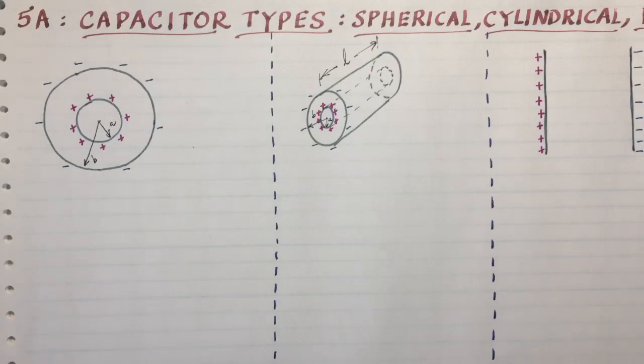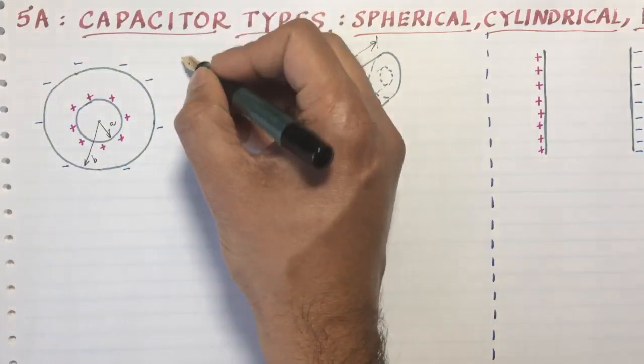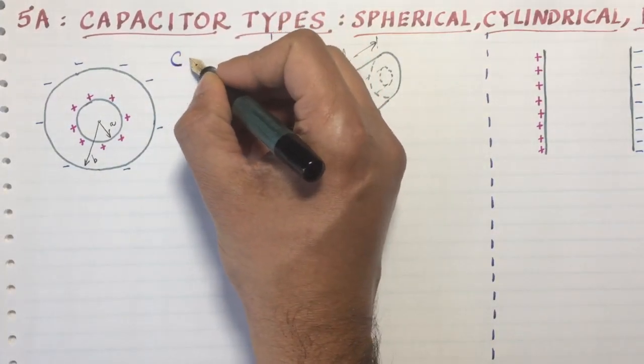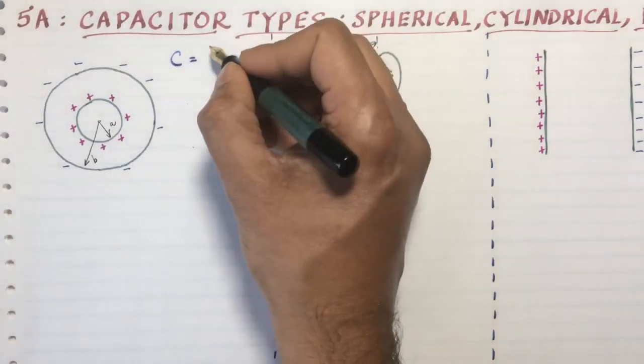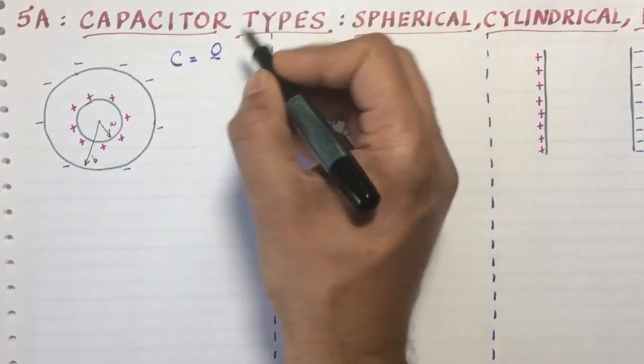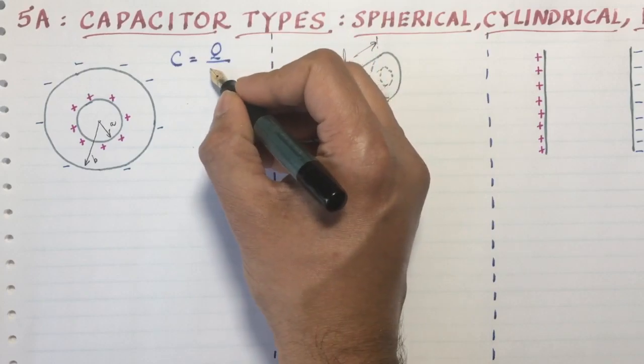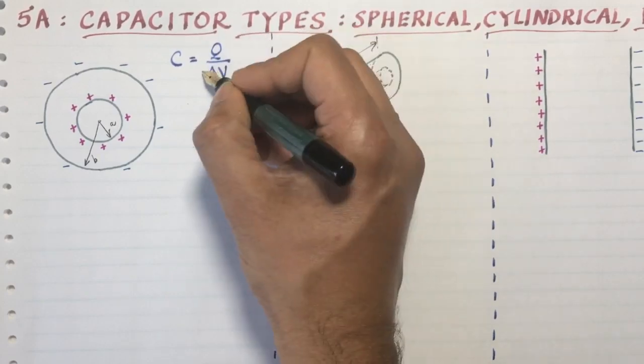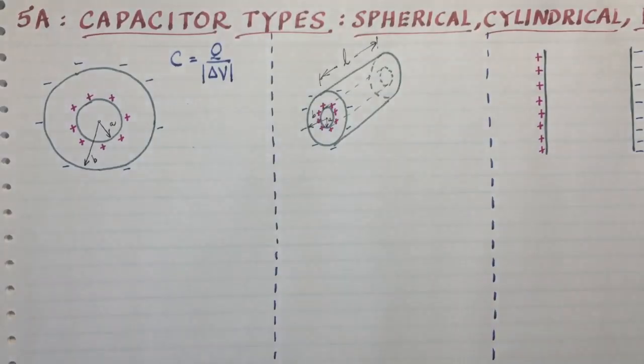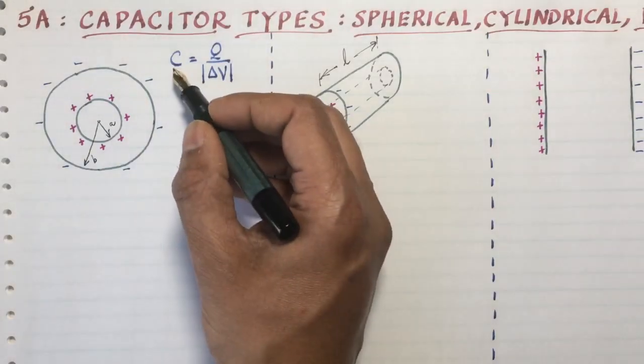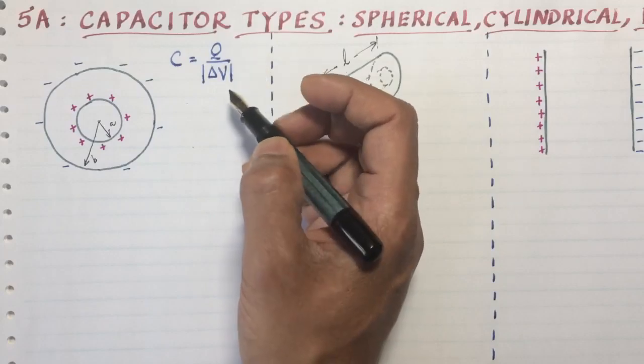So first, let's define what capacitance is. Capacitance, defined as C, is the charge that you put on one of the plates of the capacitor divided by the change in voltage. And just to remove any ambiguity, because the change in voltage can either be positive or negative, we'll put an absolute value sign around the change in voltage. So that's the way capacitance is defined. Charge is measured in coulombs and voltage is measured in volts. So capacitance C is basically coulombs divided by volts.